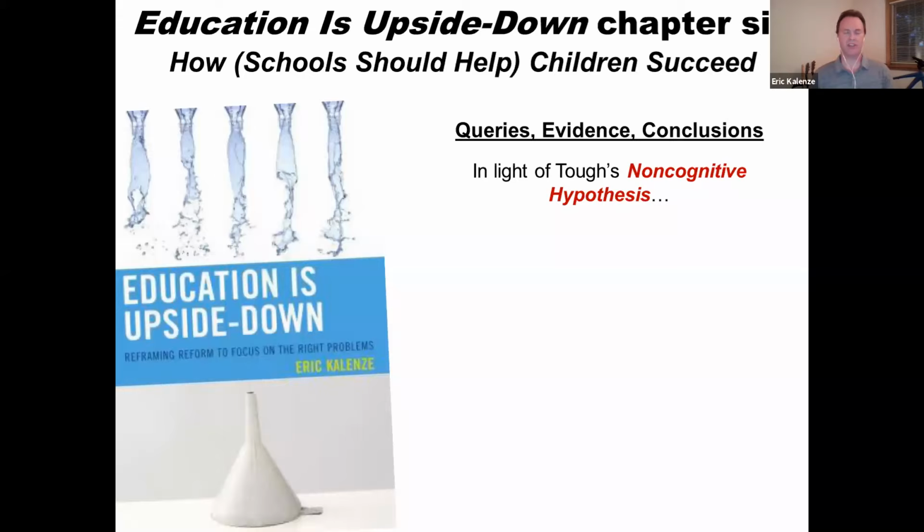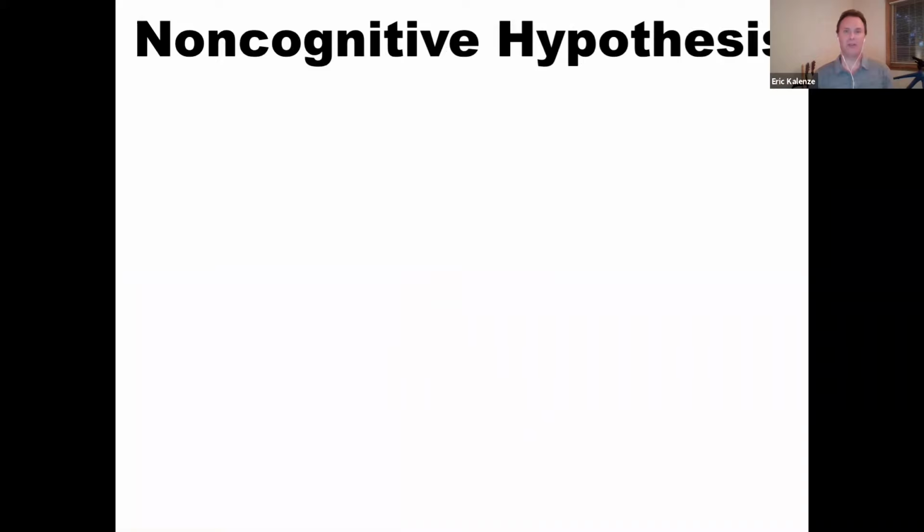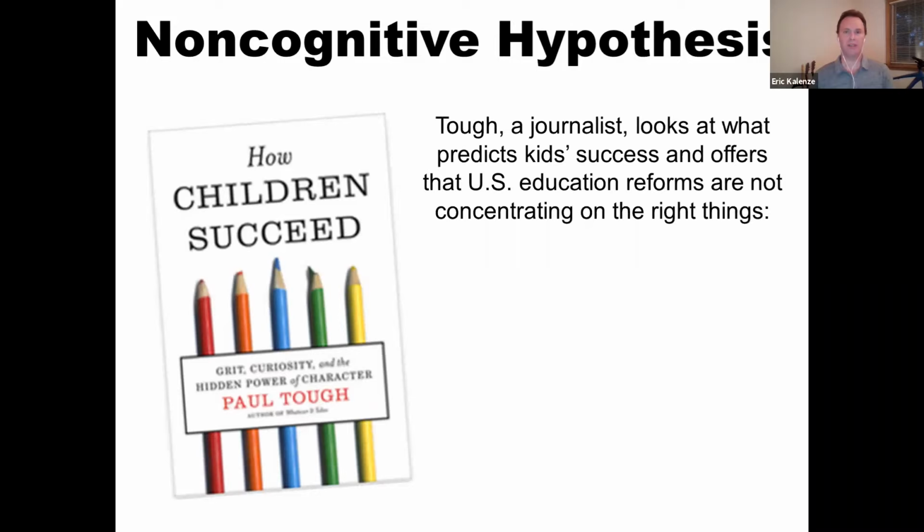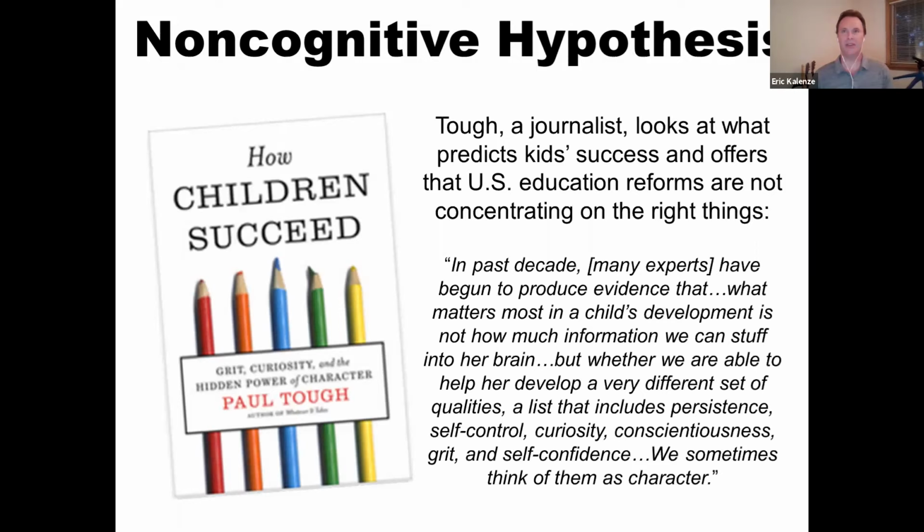But to return for a second to what is the non-cognitive hypothesis, there's a lot of text in here in a couple places, but I think I needed to make the points. So apologies if I'm breaking effective PowerPoint protocol. If you need these slides later, they will be available, and so maybe the text will come in handy. But I want to talk about what he called his non-cognitive hypothesis in How Children Succeed. He's a journalist, and basically, he looks at what predicts kids' success in the world beyond schooling, and offers that US education reforms aren't concentrating on the right things. There are phrases in there like this that turned out to be quite influential, to put it lightly.